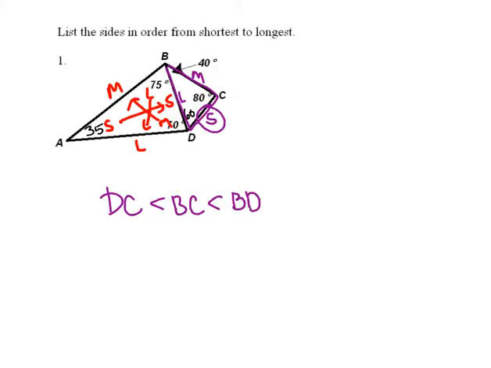Now, that will allow me to cross over into the next triangle, to my red triangle. So BD was the shortest side here. So the next largest side is AB. And then finally, the largest side is AD.